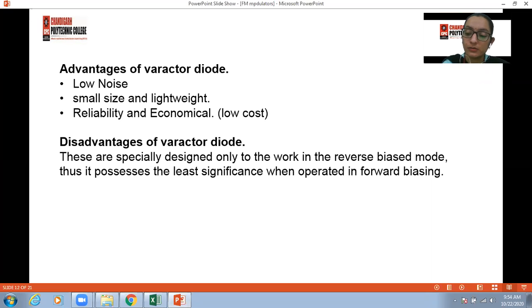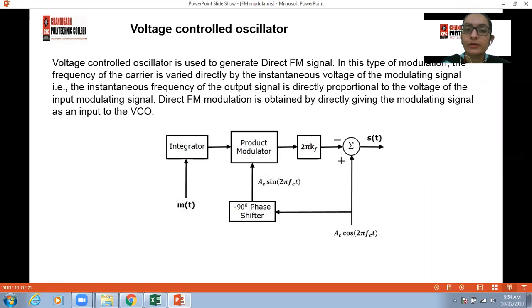I hope this is easy to learn, and let us start with the voltage controlled oscillator.